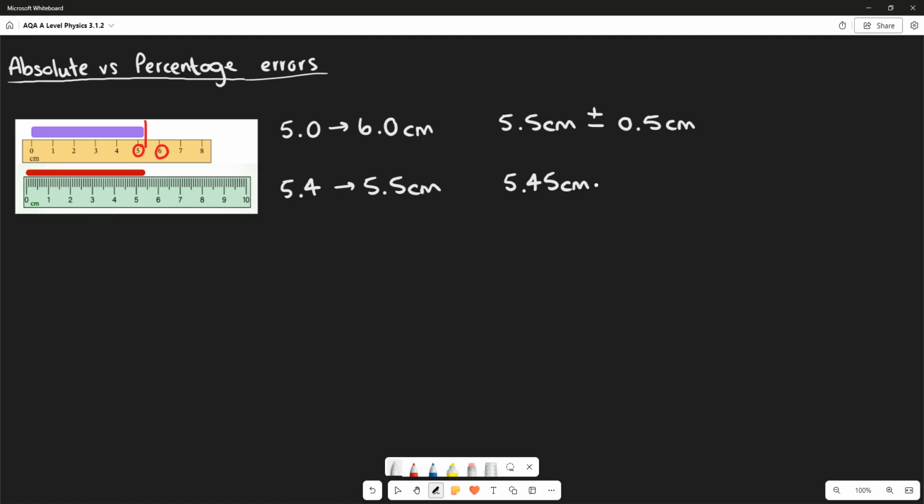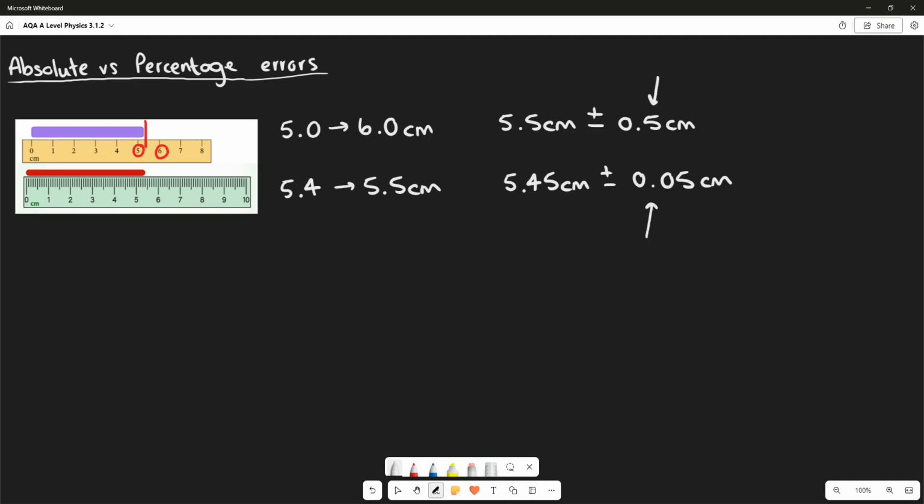5.45, plus or minus. Now, I can see that the resolution of this ruler is 1 millimetre, so I want to write down half of that, 0.05 centimetres. Okay. Now, if I were to take that away or add that onto this value, it would give me this range, and that's what I'm aiming for. That's what I want. Okay.